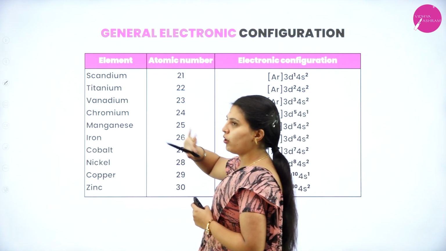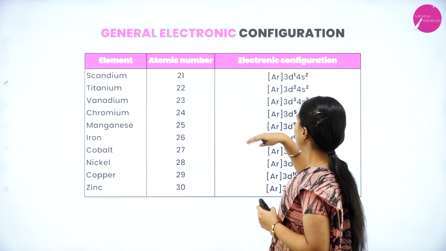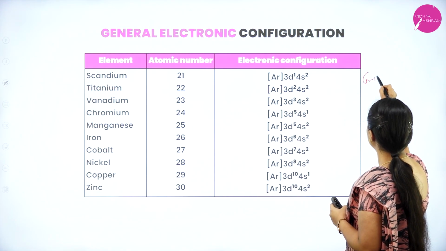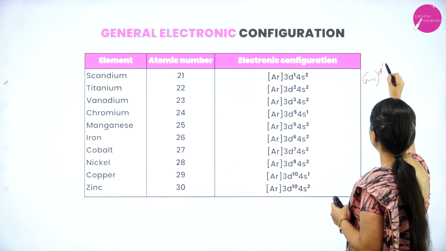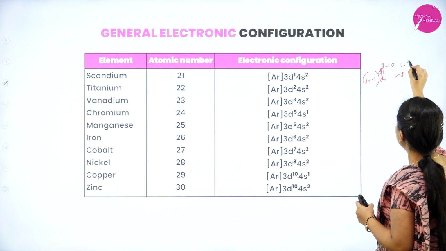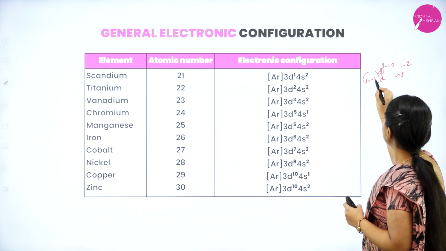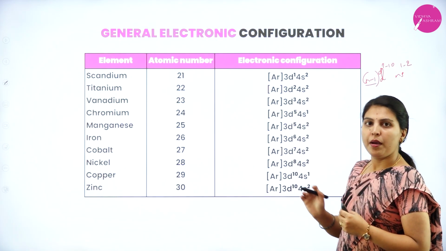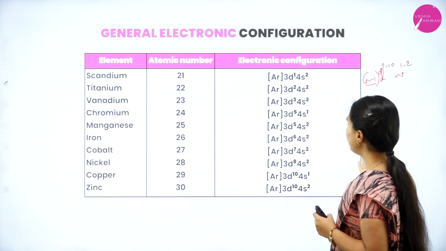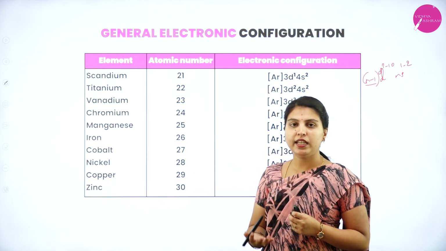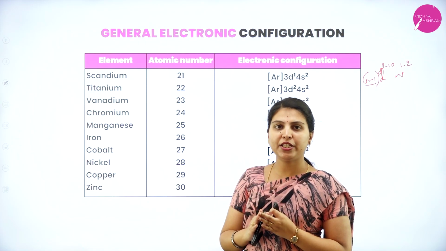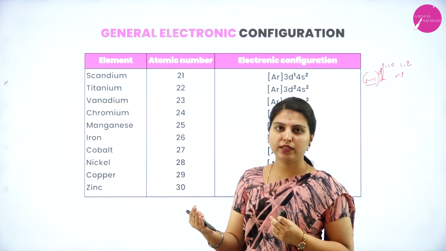See here, the electronic configuration, you know that (n-1)d 1 to 10, ns 1 to 2. Okay, what does this n-1 mean? Penultimate shell. Okay, what is that? n-1, that is the penultimate shell. The electrons which enter the last orbital, that is the penultimate shell, means the last but one shell.